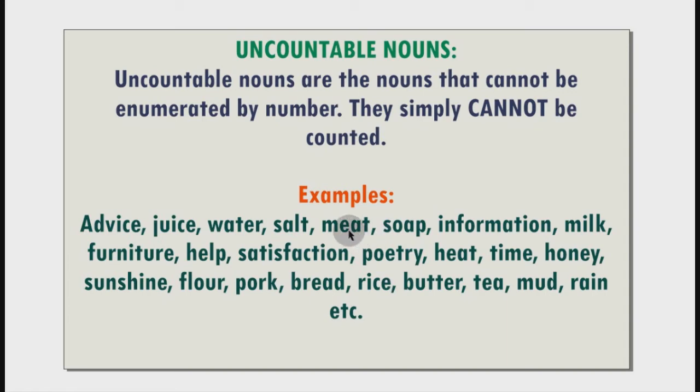There may be some of these uncountable nouns that are countable in our native languages, but in English, they are uncountable nouns. For example, I can point to 1, 2, 3, 4, 5 nouns here that are countable in my native language.